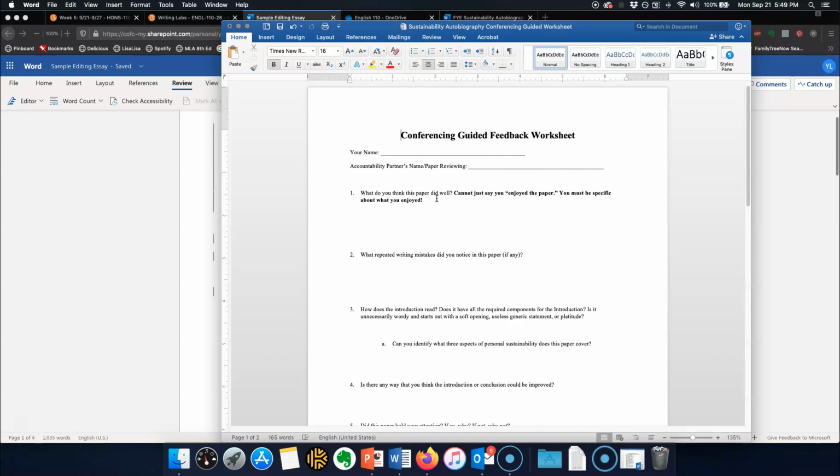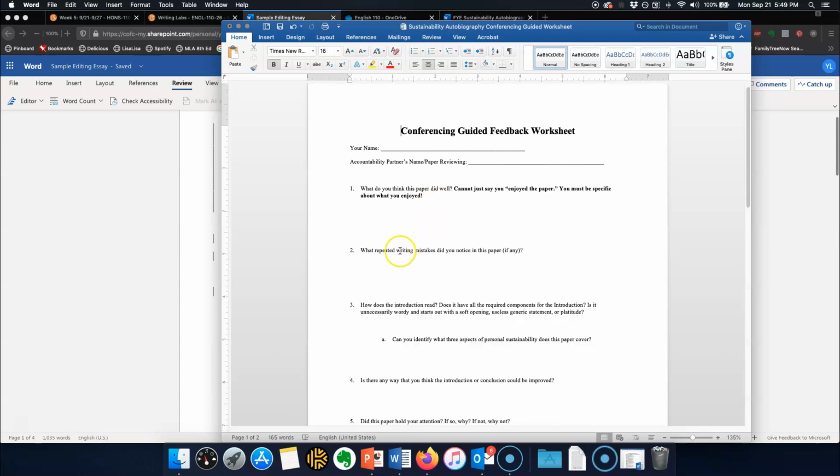Whenever we do sustainability conferencing over the autobiographies, and I ask the partner, okay, what did you like about this paper? They always say, oh, I enjoyed the paper. And I say, okay, so what did you enjoy? And they always say, oh, it was a really good paper. I want you all to encourage your accountability partner. Make them feel good. What specifically did you like? You have to identify that, because when you can identify that, then you can identify it in your own paper and your own work too.